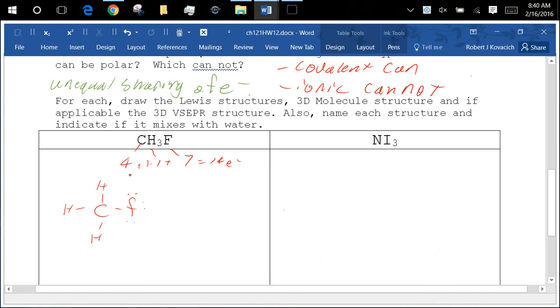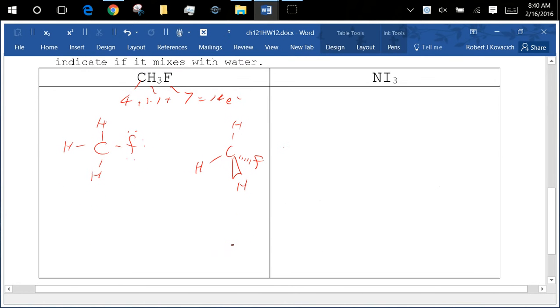Okay, so what's the molecular structure, or the 3D structure, going to look like for the molecule? All right, so hydrogen, hydrogen, fluorine, hydrogen. So tetrahedral. And is this guy going to mix with water or not?